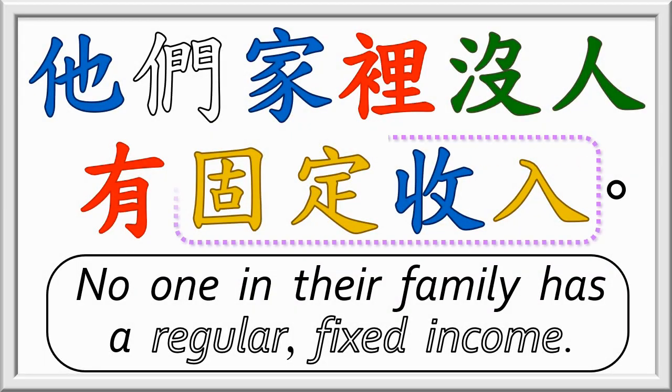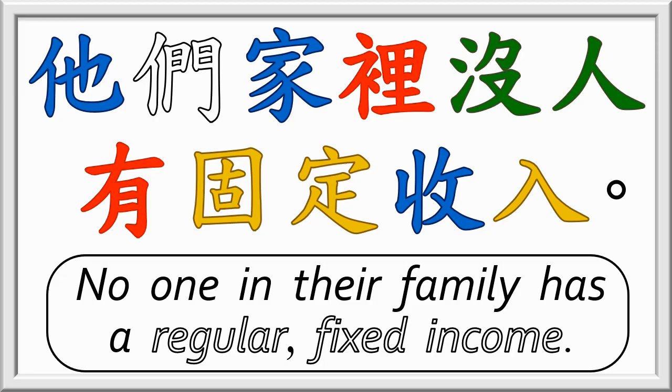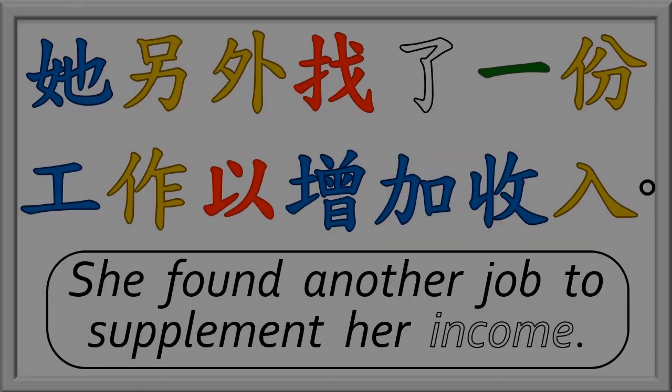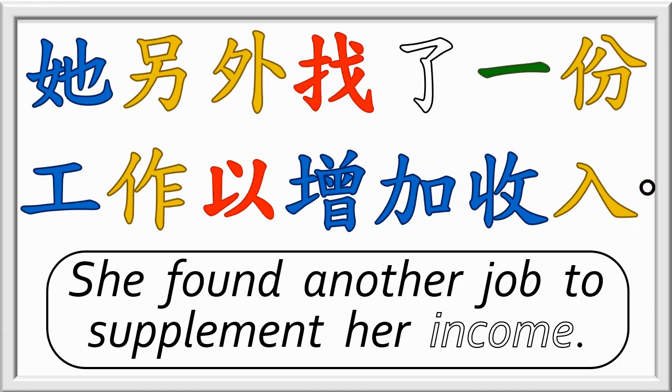Income is translated as 收入, literally, what is received or taken in. 他们家里没人有固定收入。No one in their family has a regular fixed income. 他个人收入大约9000多元而已。Her personal income is only about 9,000 yuan or so. 她另外找了一份工作以增加收入。She found another job to supplement her income.